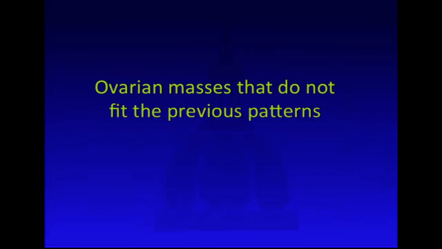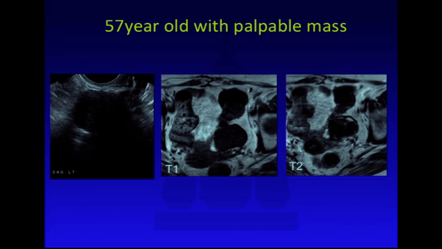So there really clearly is an overlap between the benign and the malignant lesions, at least in some cases. So that gets me to the next topic, ovarian masses that do not fit the previous patterns. And one of them is the mass I showed you initially. This is a 57-year-old woman who has this mass in the ovary. Now, if you look at the left of the mass, it's very hypoechoic and there is shadowing. If this was in the uterus, we would think this is a fibroid, right?